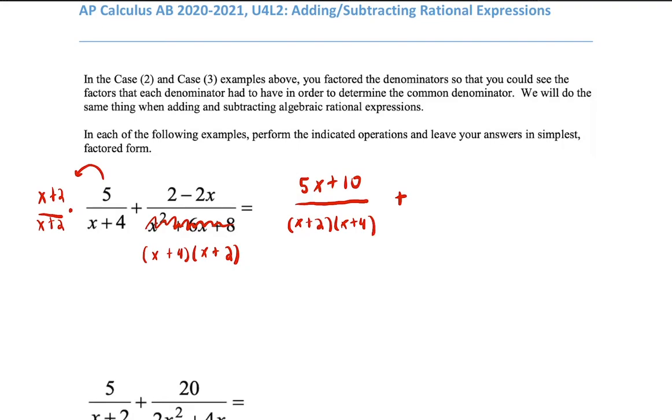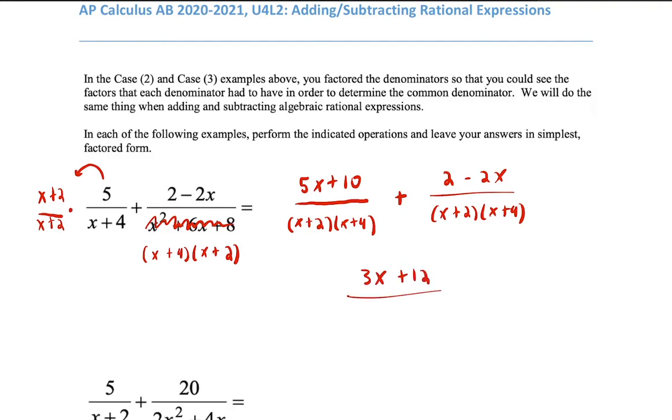plus, now we've got 2x minus 2. Nothing changed about this, because remember, all I did was factor that denominator. Nothing changed there, x plus 2 times x plus 4. So now we can add these together. We'd have 5x and negative 2x make 3x. 2 and 10 make 12, so we'd have 3x plus 12 over x plus 2 times x plus 4.